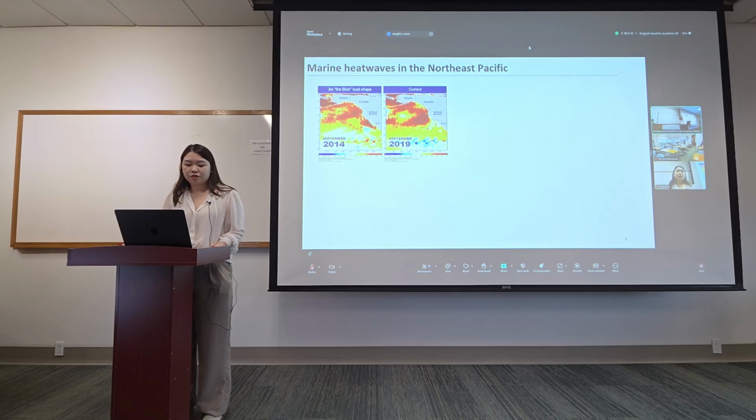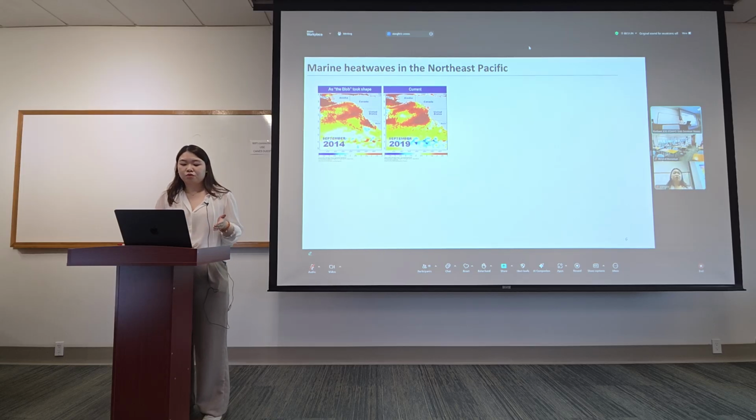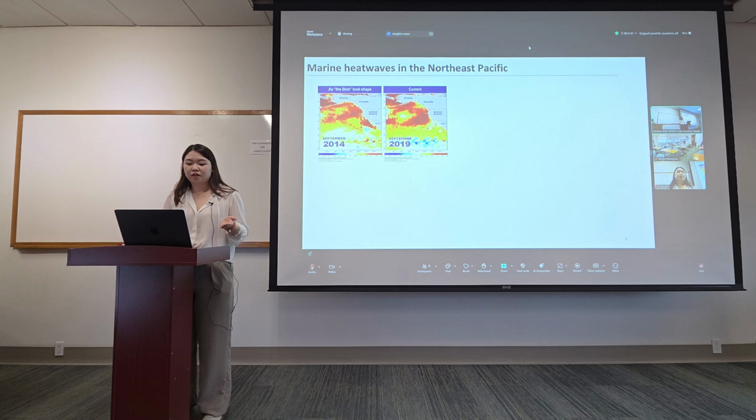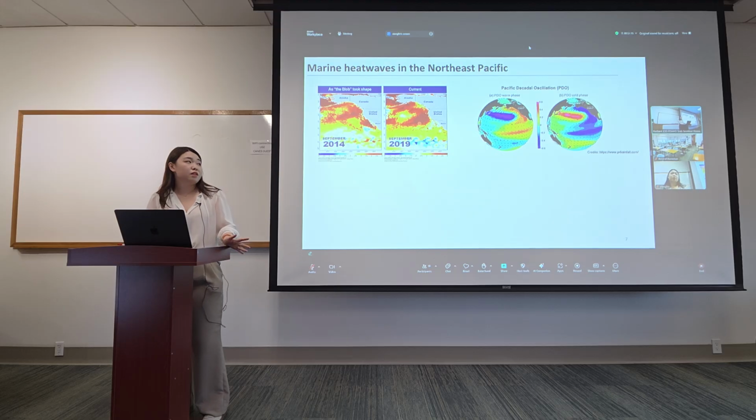As you can see here, a large area of the ocean becomes unusually warm, and a similar condition shows up again in 2019. So these events are not just strong but also long-lasting, and they cover very large areas. So what causes the marine heat wave events to repeat in the Northeast Pacific?